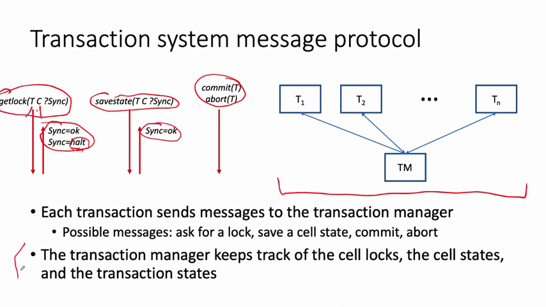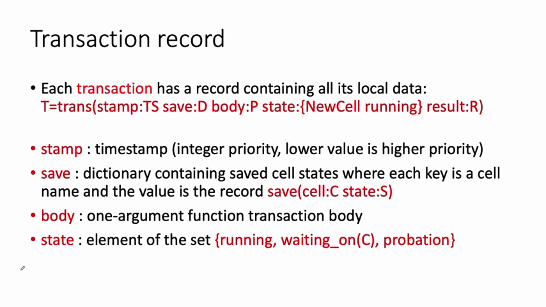So let me say just a little bit about the data structures inside. And that's all I'm going to say. I'm not going to show you the actual code because it's kind of going too far. So each transaction is stored in a record. It has the following data in there. It has the timestamp, like we said. This is the priority. The lower value is higher priority. So it's incremented. It has the saved states.